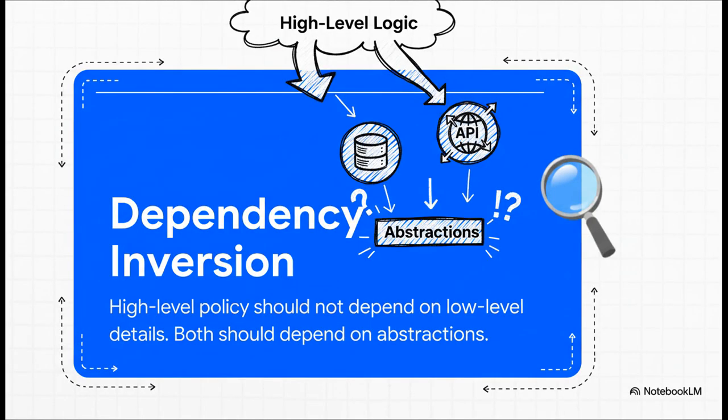And finally, we arrive at the Dependency Inversion Principle, or DIP. And honestly, this might be the most important principle of all for building modern applications. The core idea is this. Your important high-level business logic should never, ever depend on low-level implementation details, like a specific database or a certain third-party API. Instead, both should depend on abstractions, on interfaces.